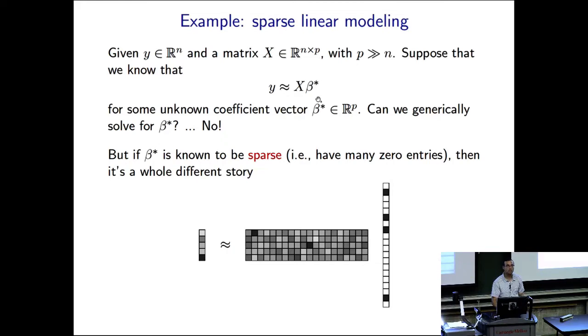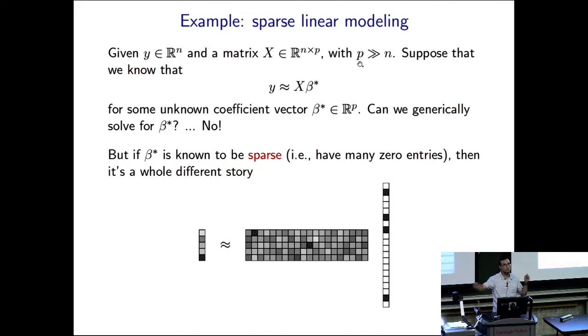But we don't know what this is. It could be a modeling assumption that y is close to some linear function of x. And if you had this modeling assumption in mind, you could ask, can we generically solve for these coefficients? Can I just say y is equal to x beta star and solve for beta star in that linear system? Well, the answer is no, because it's underdetermined. There are many more variables here.